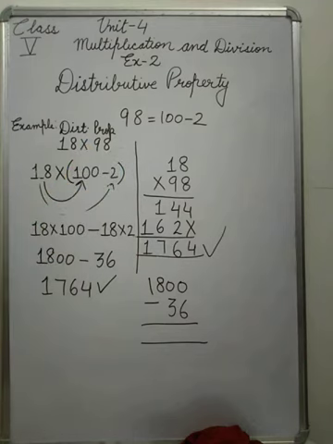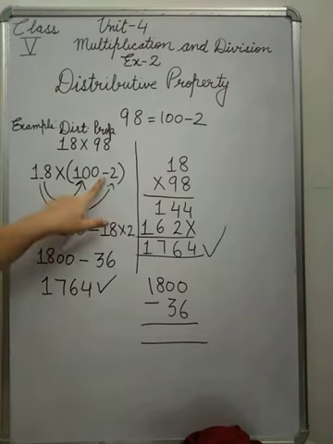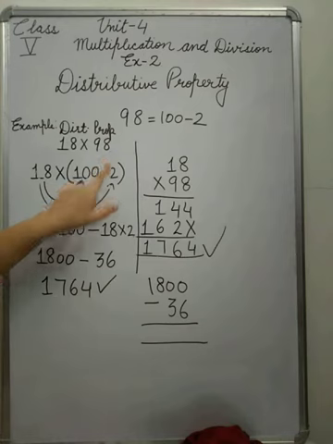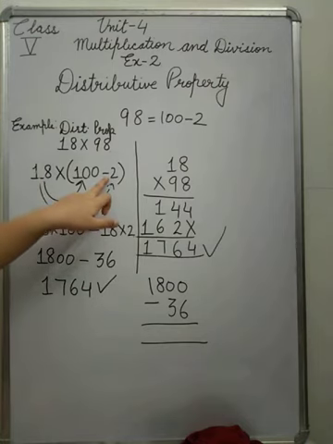Now see, this 18 will go with this 100 also. This 18 will go with this 2 also. Now minus sign is there. Put that minus sign here. If plus sign will be there, here will be plus sign. So this is distributive property over subtraction, because subtraction sign is there.